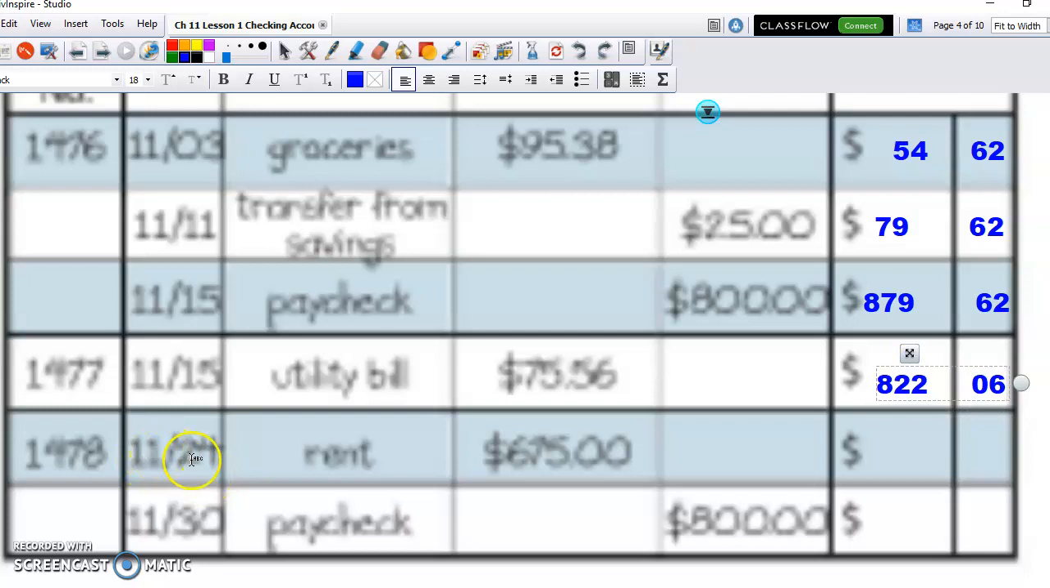After that, on November 24th, we have to pay rent. We have to pay rent, so we're going to subtract. So now we have $147.06 in our account. And then at the end of the account, we have a paycheck of another, I think that says $800, but I'm not sure. I'm sorry, it's blurry. So we have $947.06.